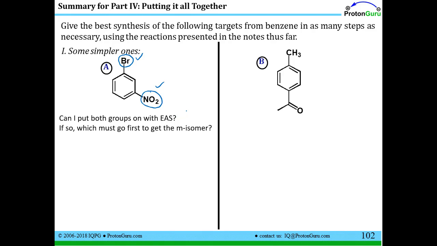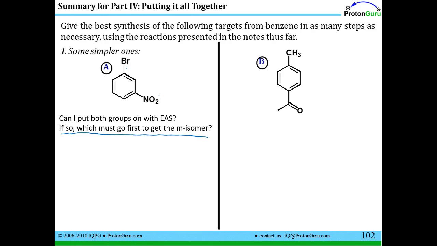Now that we know that, we need to decide which group to put on first to get this meta isomer, right? The bromo and nitro are meta to each other. And you can sort of think backwards and think, well, if I put the bromine on first, it will direct the next group to go ortho or para to it. But that's not what we want. Well, what if we put the nitro group on first? The nitro group is a meta-directing group. So that is what we're trying to get in this case.